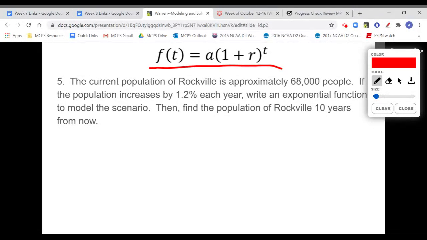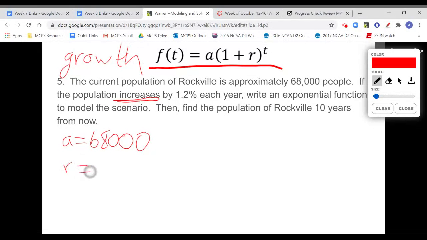So as I read, the current population of Rockville is approximately 68,000 people. So 68,000 becomes our initial value. If the population increases, okay, so I know I'm looking at a growth because it's increasing, it's getting bigger, by 1.2% each year. So I divide 1.2 by 100, I get 0.012.